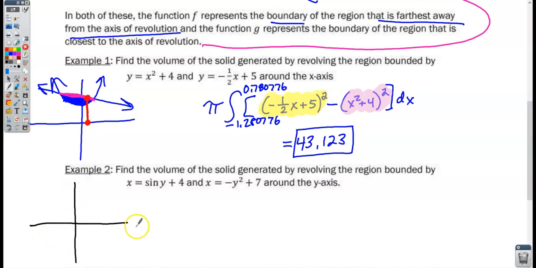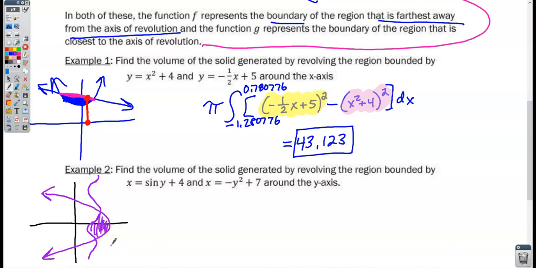Here we go, a rough sketch of what this looks like. x equals negative y squared plus 7 is a parabola that opens to the left, like so. And x equals sine of y plus 4 is a sine curve. I'm not sure exactly where the curve is going to hit the parabola, so this is a rough sketch.